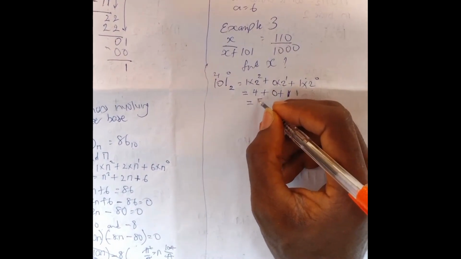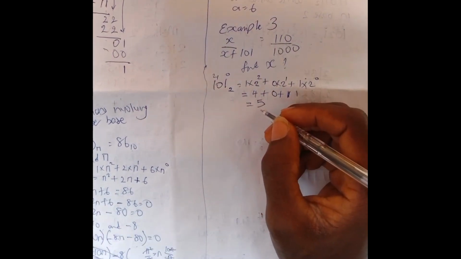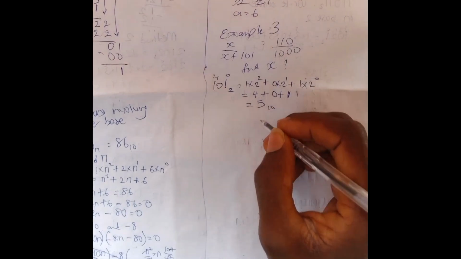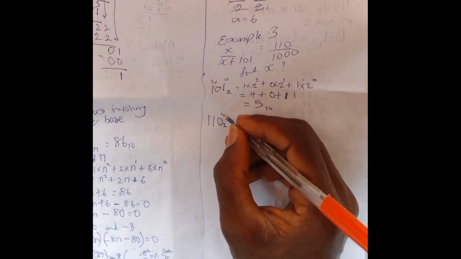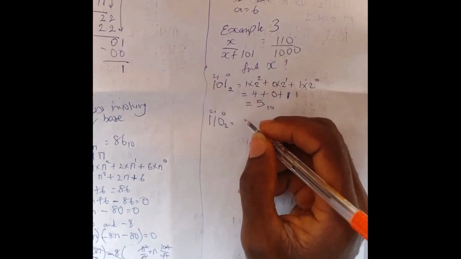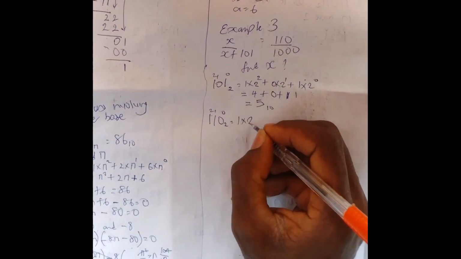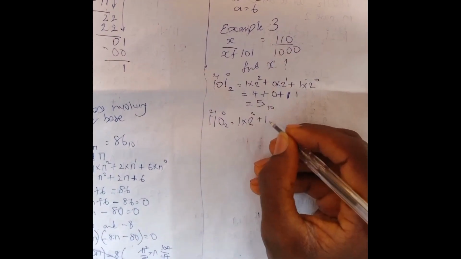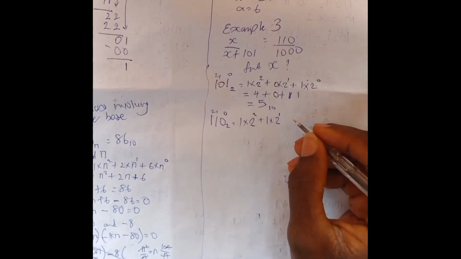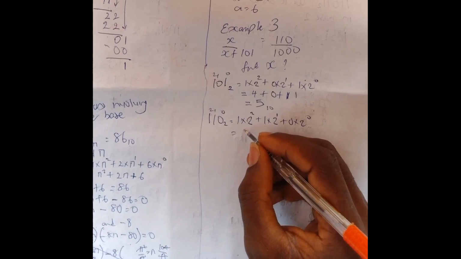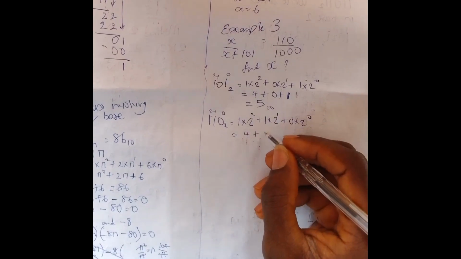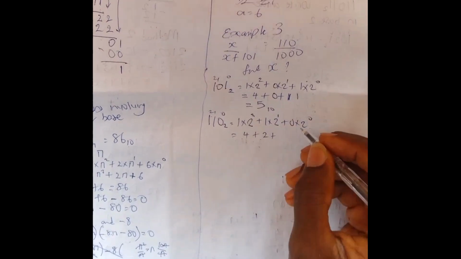Base 10. Next one, let's do 110 base 2. 0, 1, 2. 1 times 2 raised to the power of 2, plus 1 times 2 raised to the power of 1, plus 0 times 2 raised to the power of 0. 2 raised to the power of 2 is 4, 4 times 1, 4. 2 raised to the power of 1 is 2, 2 times 1, 2. 2 raised to the power of 0 is 1, 1 times 0 is 0. Then we now have it as 6 base 10.